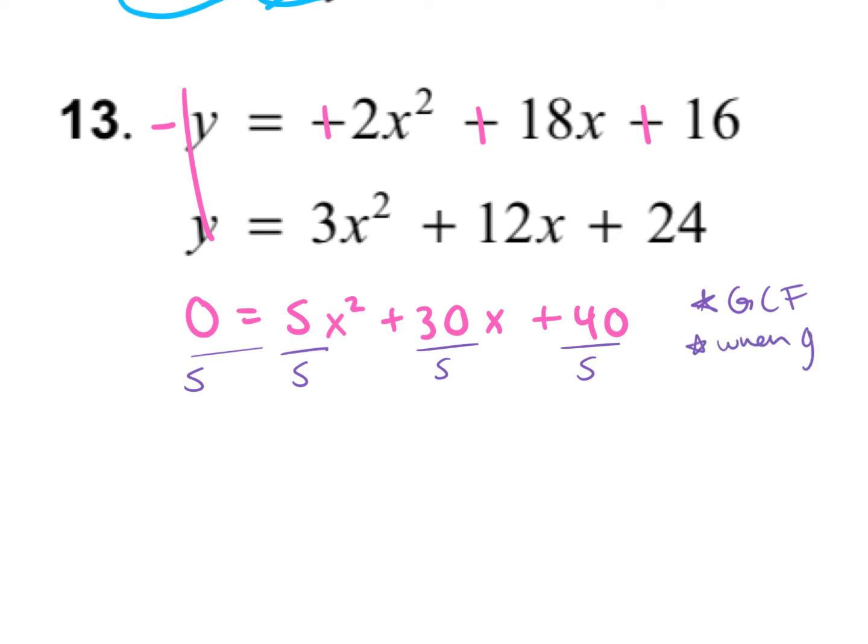When the GCF is just a number, it goes away. If your GCF was an x, you would have to make sure you leave it in your equation, and then once you factor it, you leave it outside. But here, since it's just a number, it goes away. So I have 0 is equal to x squared plus 6x plus 8. I just divided everything by 5.